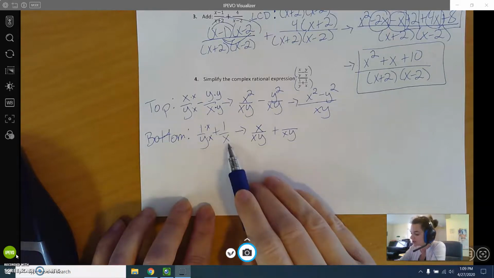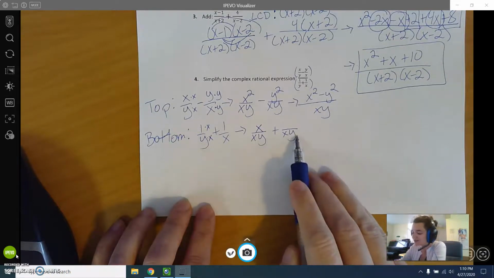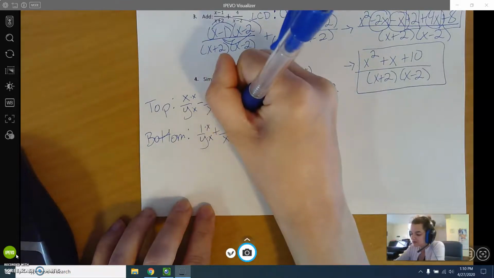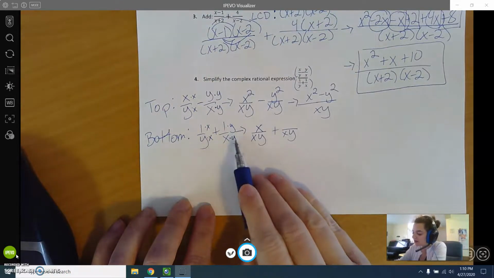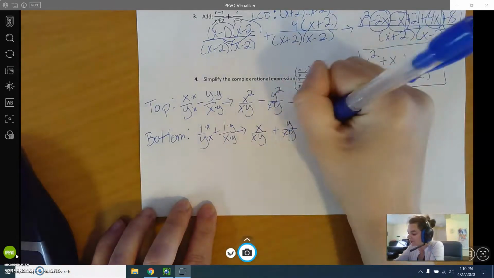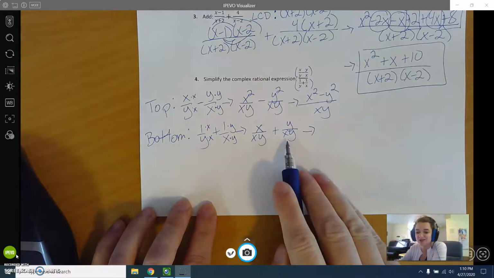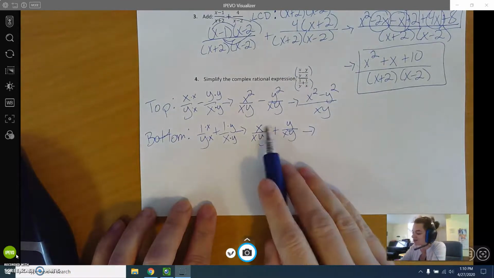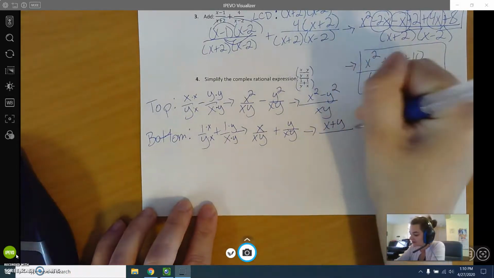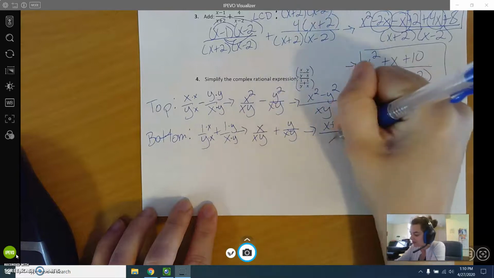My second expression here, the 1 over x, it's missing the y from the denominator, so I'm going to multiply that in. So I'm going to multiply by y on the numerator and the denominator. 1 times y is y. Now that they have the same denominators, you can actually add them. You ready? So in the numerator, that would be x plus y. The denominator is that common denominator, xy.